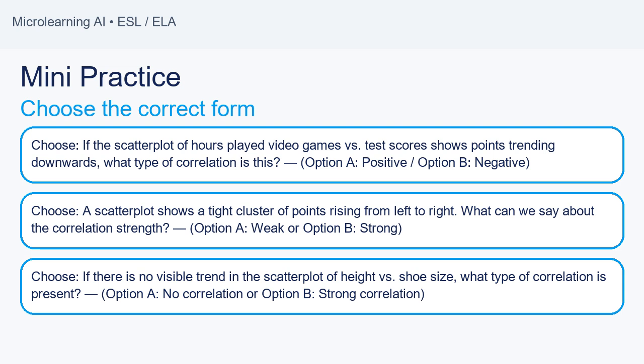2. A scatterplot shows a tight cluster of points rising from left to right. What can we say about the correlation strength? Option A, weak, or option B, strong? Answer: option B. 3. If there is no visible trend in the scatterplot of height versus shoe size, what type of correlation is present? Option A, no correlation, or option B, strong correlation? Answer: option A.